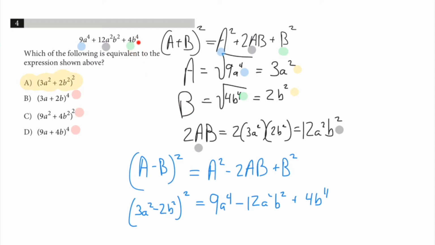Looking at this last term here, we would know that this is b squared, so take the square root of that, and you'd get the square root of 4b to the fourth. You have to ask yourself what times itself is 4b to the fourth. That's 2b squared, which is the second part of the answer. So really what we're doing is we're factoring it from this format to this format here.